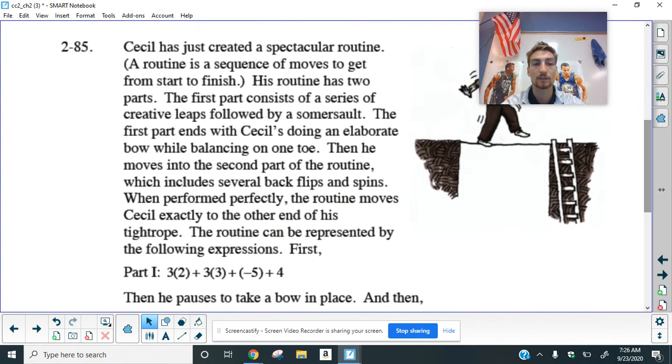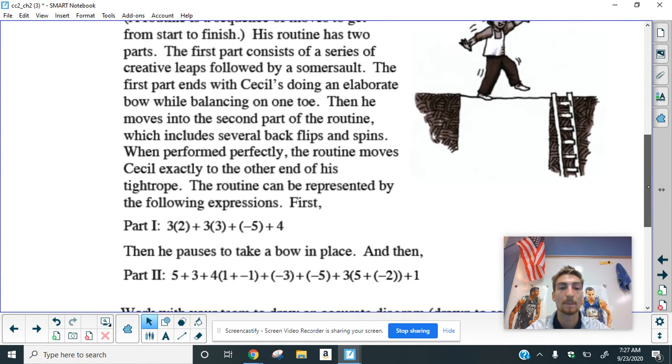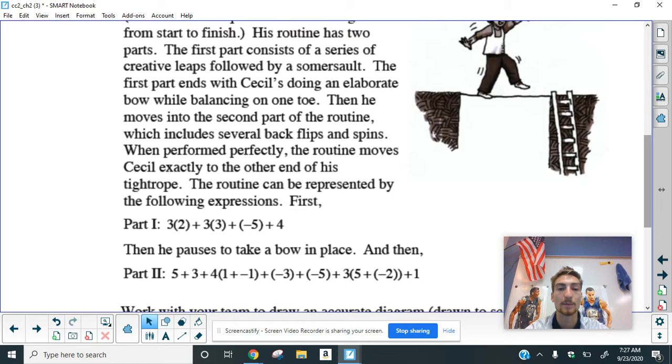So this first question is all about Cecil and his tightrope. So here we see him balancing on one leg with his blindfold on. And it says Cecil has created a spectacular routine. His routine has two parts. The first part consists of a series of creative leaps followed by a somersault. The first part ends when Cecil does an elaborate bow while balancing on one toe. Then he moves into the second part of the routine, which includes several backflips and spins. When performed perfectly, the routine moves Cecil exactly to the other end of his tightrope.